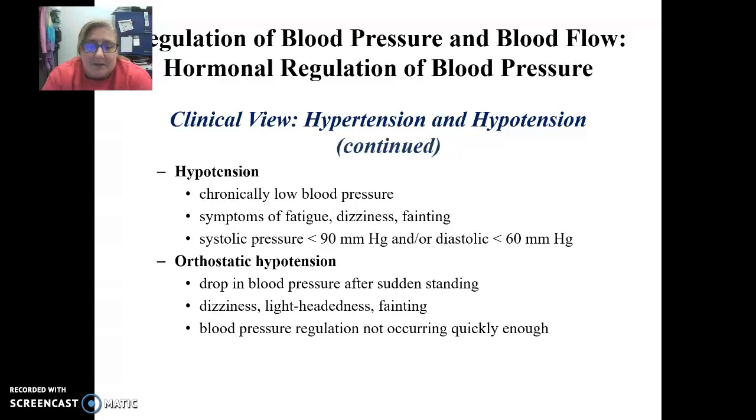Orthostatic low blood pressure is the drop of blood pressure when you stand up too fast. So you're sitting there, and then you go to stand up, and you're like, whoa, I've got a crazy head rush right now. Then you can stand up a few minutes later after your head rush is gone. That's orthostatic blood pressure.